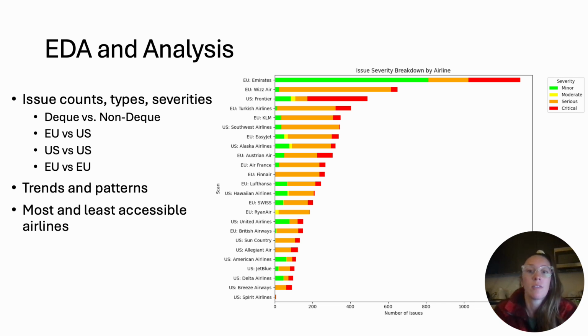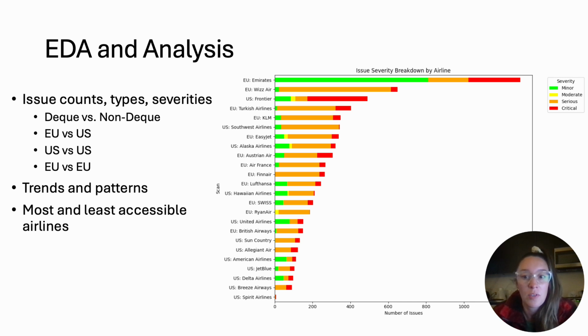So I have started going through the data. I had to download all of the scan, issue, and page data from Axe Monitor as CSV files and process it with Python for my exploratory data analysis. I was able to do some preliminary analysis to look at things like comparisons between European and American airlines, what types of issues are most common, which issue severities are most common, and which airlines are most and least accessible.